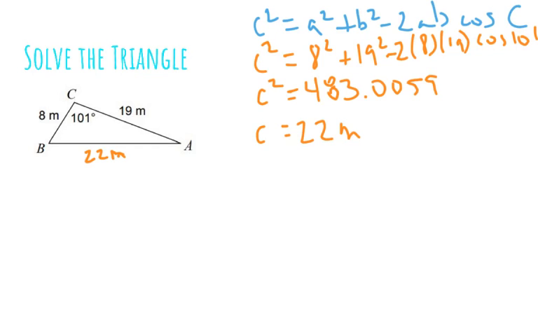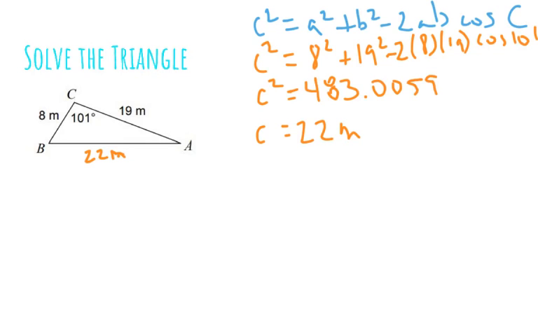So when they want us to solve the triangle, they want us to solve it for all of the angles and all of the sides. So I have all of my sides, but now I need to come up with my angles. And this is where we can use that law of sines that we learned, right?